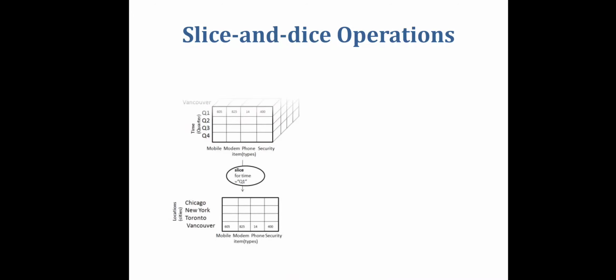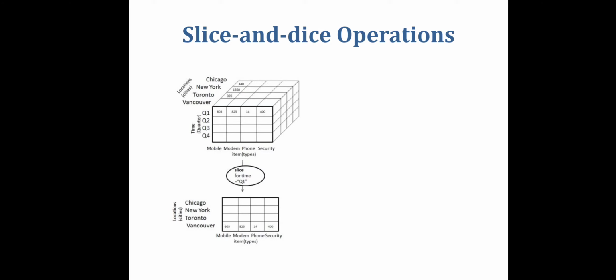So, here are the slice and dice operations. Now how do slice and dice work? Suppose we have this data cube, okay. With that data cube, what do we have to do? We have to slice, means we have to create a subcube on one particular dimension.